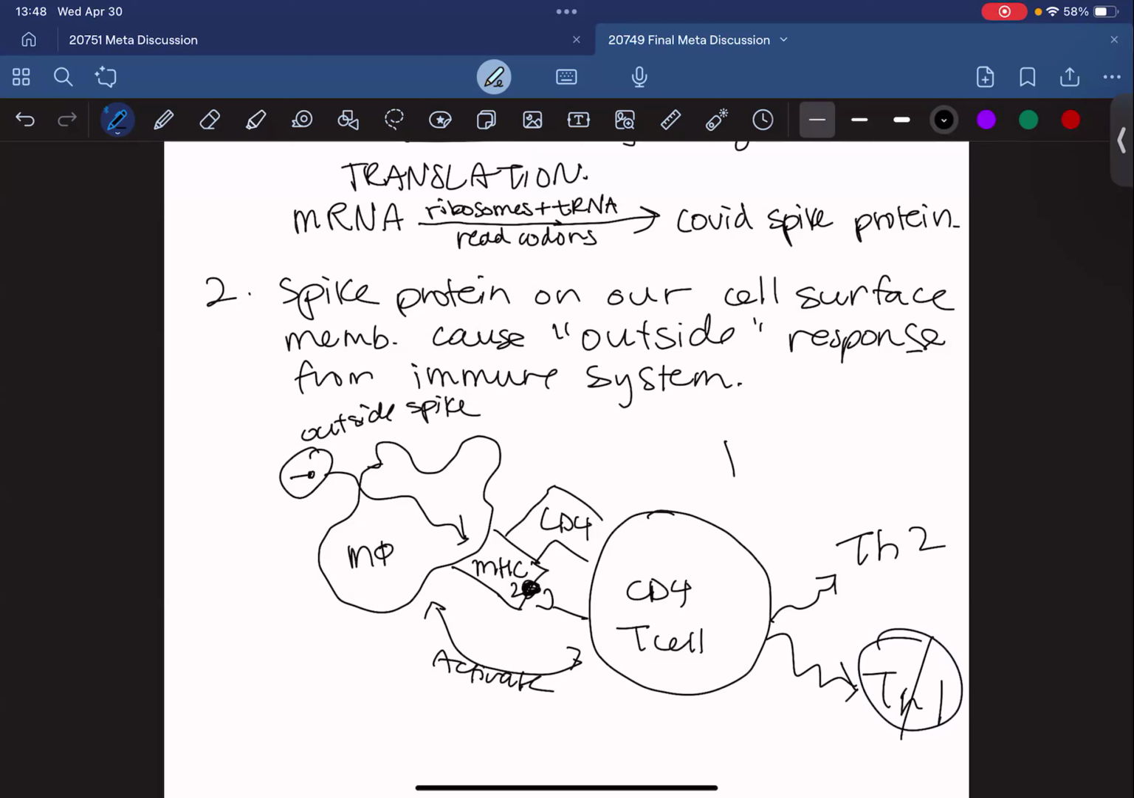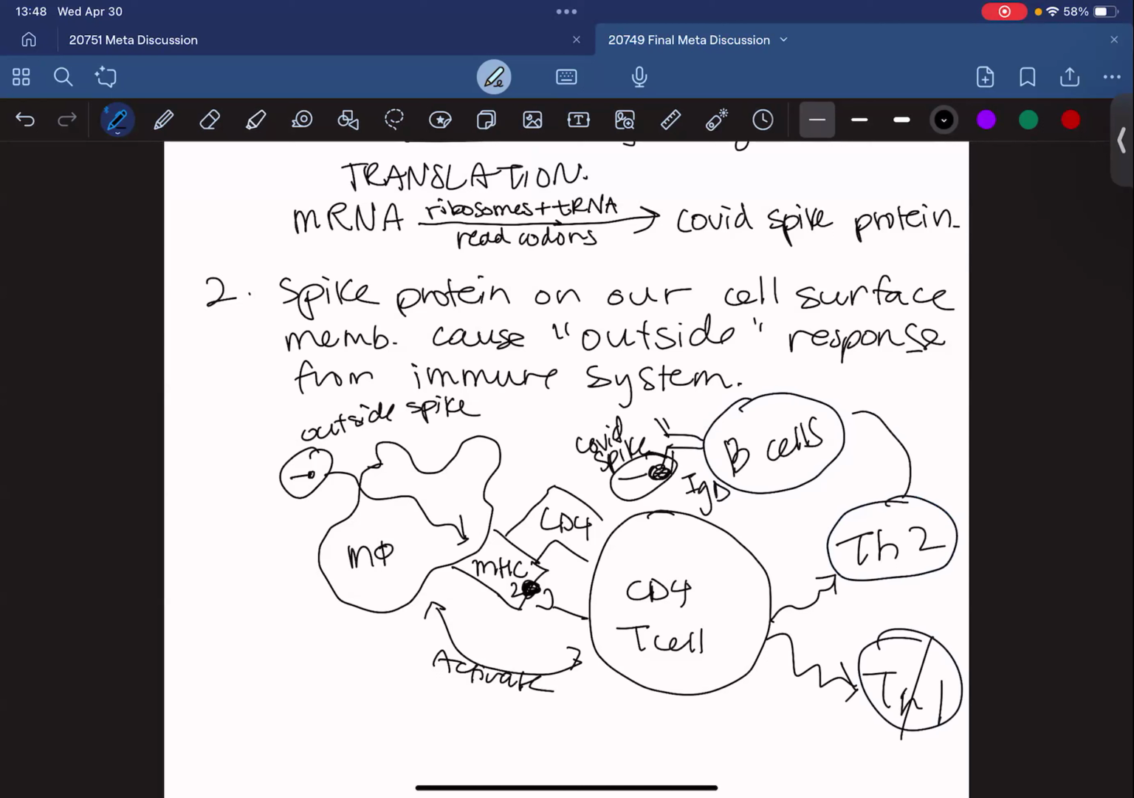But our B cells that are capable of seeing that antigen with their IgD receptor can see COVID spike protein and then present it on the MHC2, and then the TH2 cells can then activate that, and then these guys in turn will become plasma cells that then make antibody against COVID.